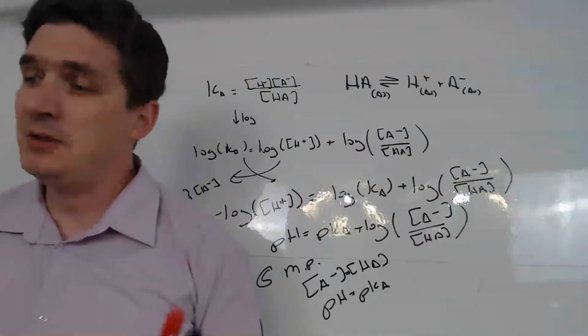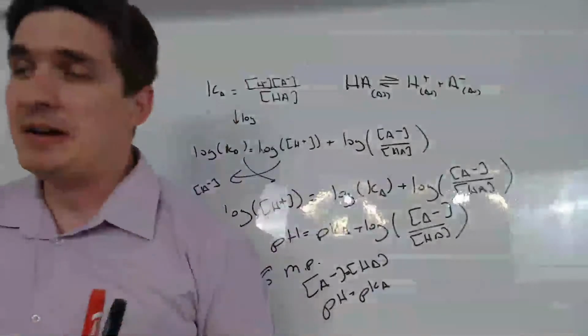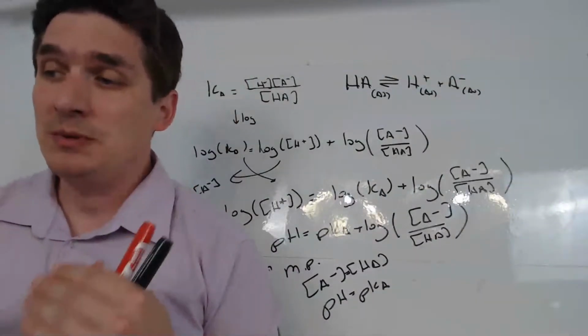Correct. So at the midpoint, the equilibrium concentrations of the acid and base are roughly the same. They're going to be slightly off by the extent of reaction, but if the extent of reaction is small relative to those concentrations, they will be close enough.